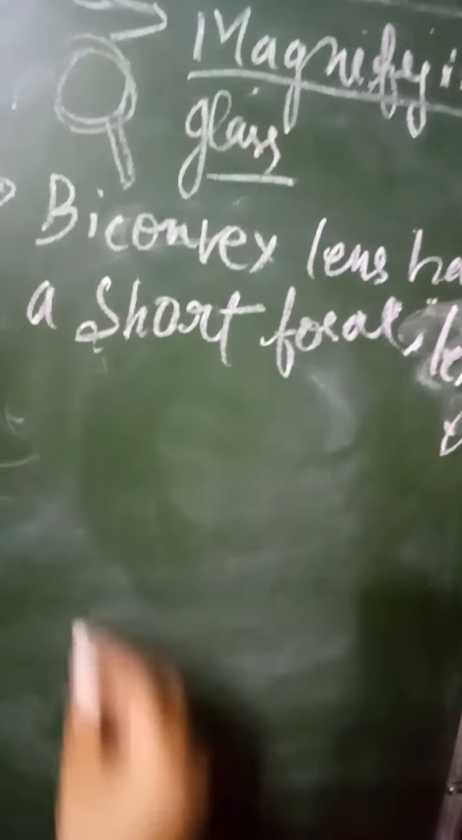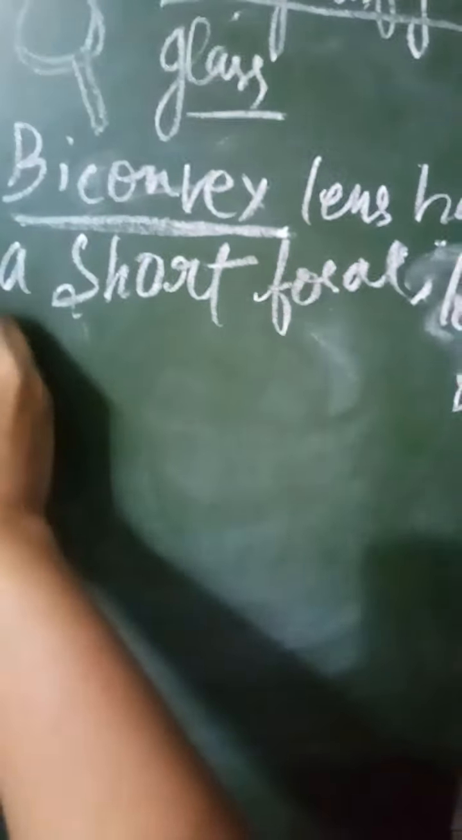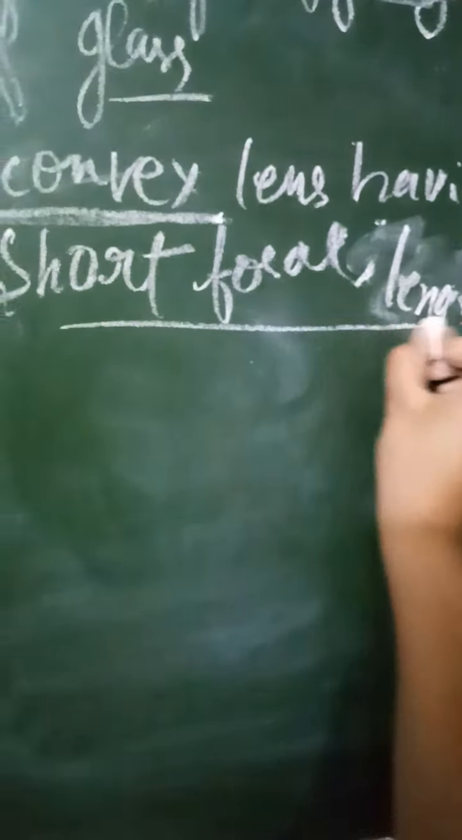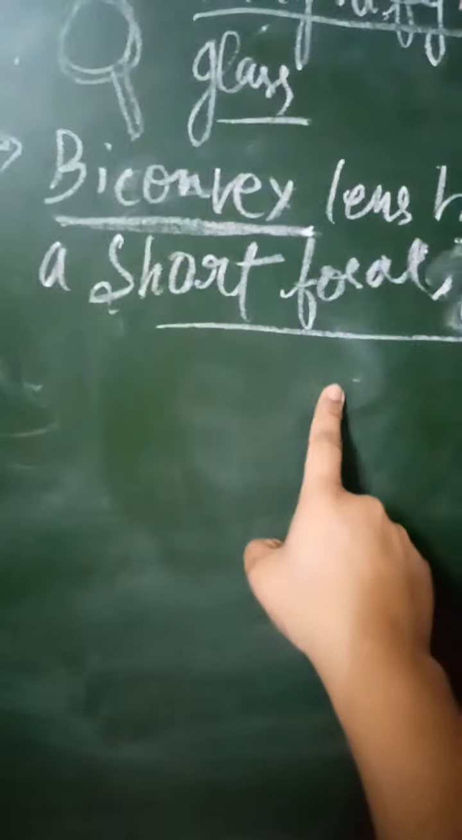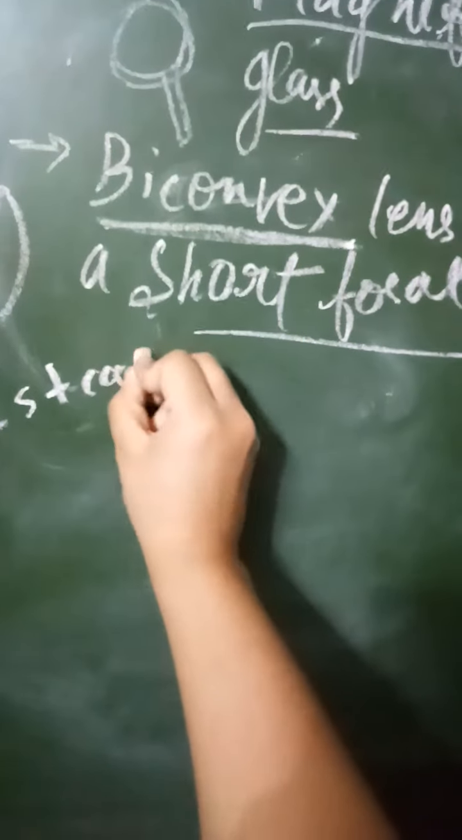So simple microscope is a biconvex lens. Biconvex means this one, both sides convex, having a short focal length. It has short focal length. So I have taken the first case of it.